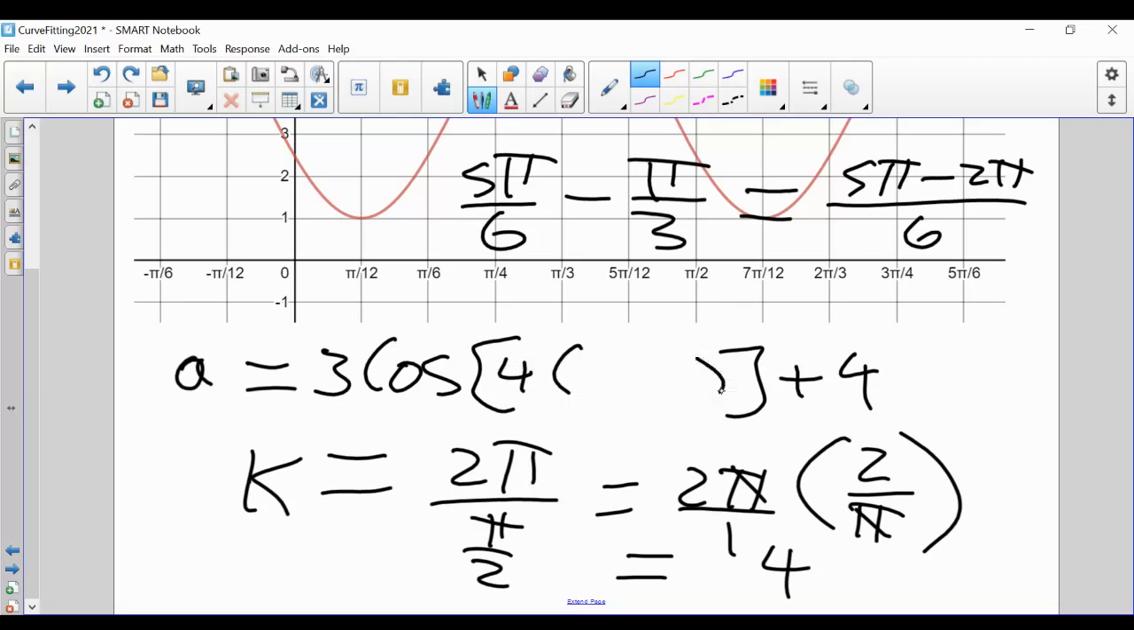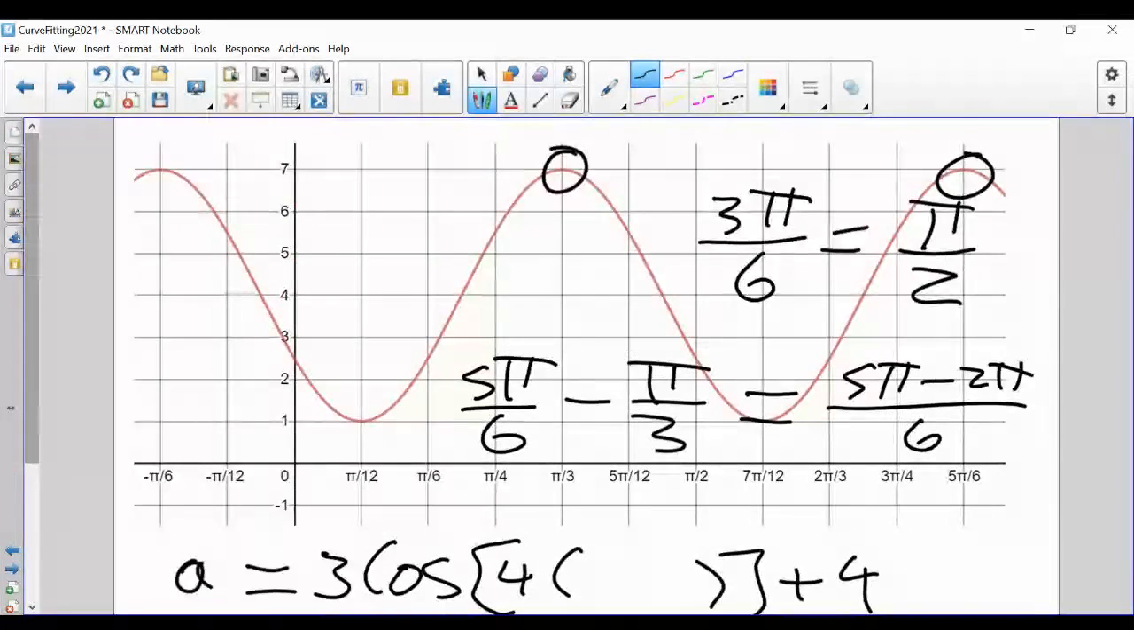And how about the phase shift? And then we're done. What's that phase shift? X minus what? Quickly. For a cosine, that is. What's my phase shift? X minus pi over 3. Good.